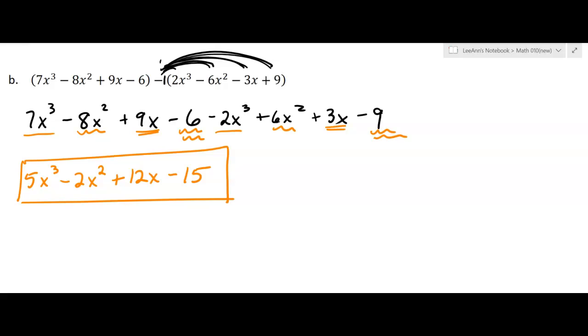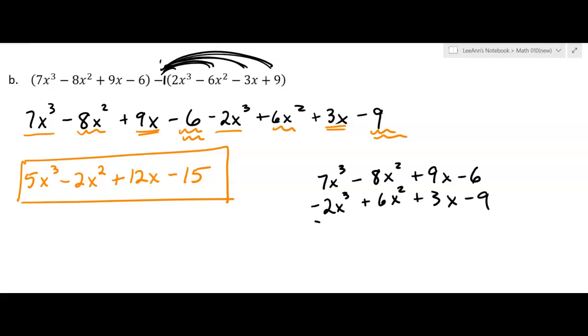Okay? So that was exciting. Oh, I said I'd show you how to stack them. If you wanted to stack it, it looks like this. 7x cubed minus 8x squared plus 9x minus 6. Then you'd have minus 2x cubed plus 6x squared plus 3x minus 9. And sometimes I do it that way. It makes it a little easier to combine them. But just remember, when we did the subtracting, we had to put that for each term. Okay? So that's what you want to remember on the subtracting.